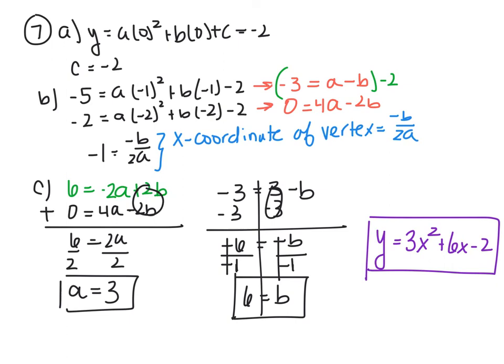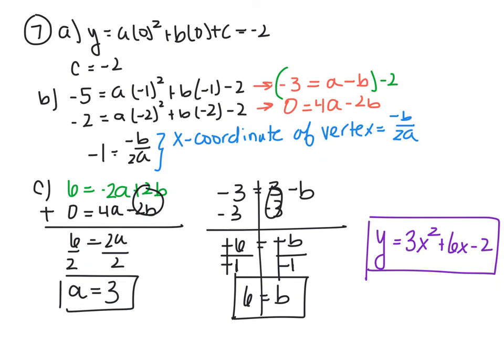I used the elimination method. I multiplied the top equation by negative 2, so you end up with 6 is equal to negative 2a plus 2b. I left the second equation the same, so when I added them together, I eliminated the b's. You get 6 is equal to 2a, so that means that a is equal to 3. I plug that into the top equation. You end up with negative 3 is equal to 3 minus b. Subtract 3 from both sides, and then divide by negative 1. B is equal to 6.